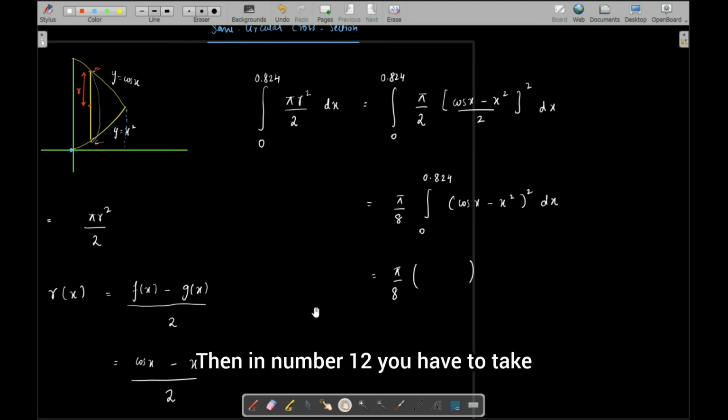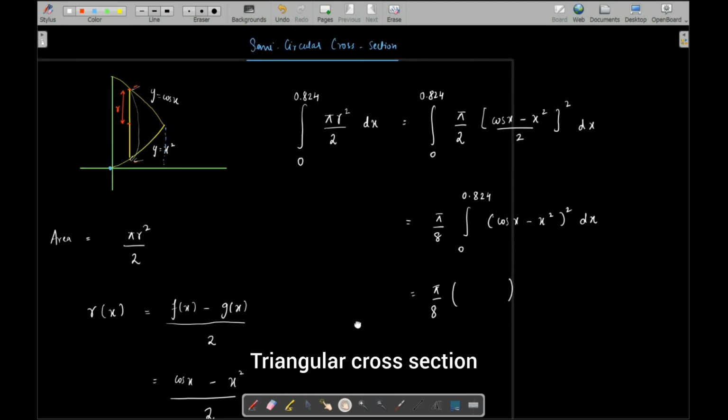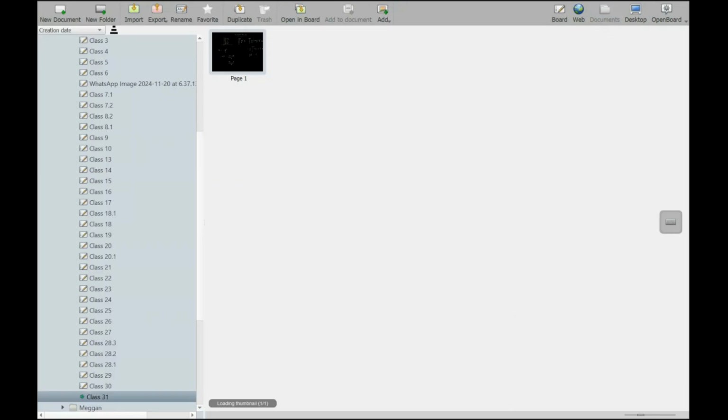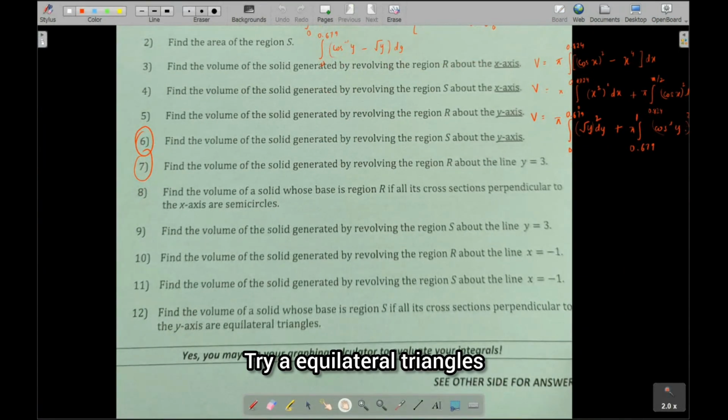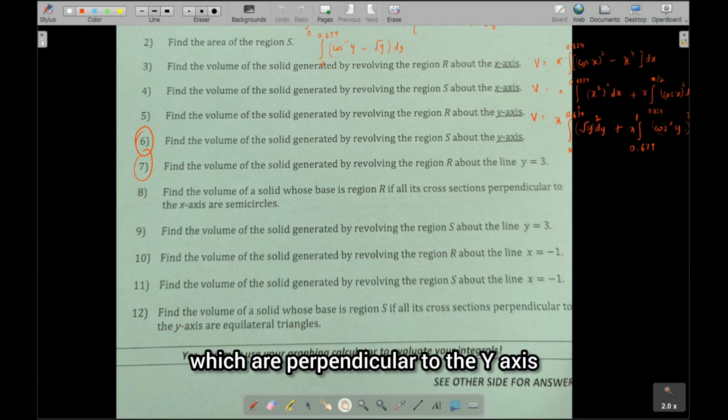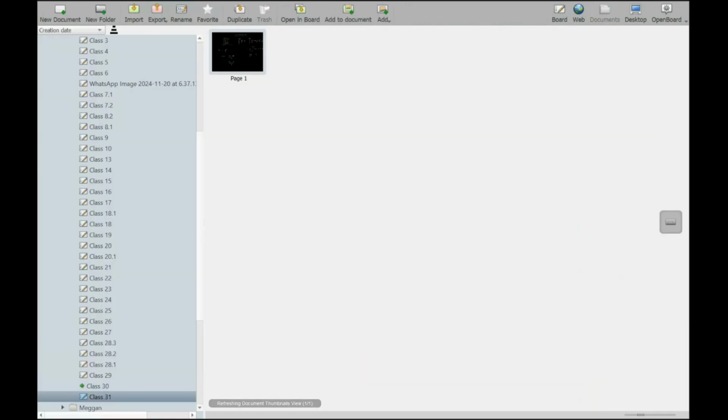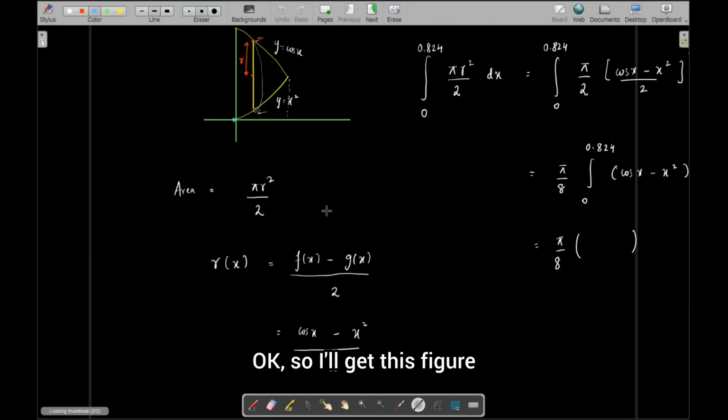Then in number 12, you have to take triangular cross sections, right? Mm-hmm. Equilateral triangles, which are perpendicular to the y-axis. This time we have to take equilateral triangular cross sections. Mm-hmm. Okay, so I'll get this figure.